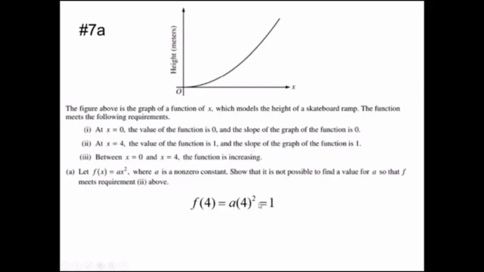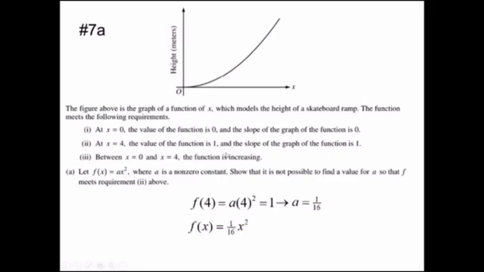So let's set that equal to 1. Well, for this to be true, that means a has to have a value of 1 over 4 squared, or 1 over 16. There's no other a value this could possibly be to meet this part of condition 2. So if this a value can be shown to not work with the other part of this condition, then we've proven that it's not possible to find an a value that works. Now that we know what a has to be, let's plug it into our original function. So we can now refer to f of x as 1 over 16 x squared.